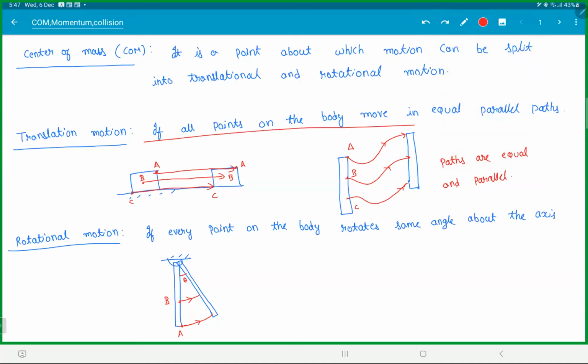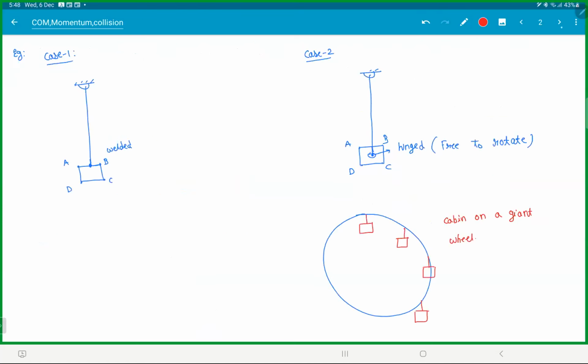This is how we define it. If all points on the body move in equal parallel paths, we say the body is in translation. You can even go in some random curve. The only condition is you should have equal and parallel paths. In rotation, you should cover the same angles. They need not travel the same distances, but the angle covered should be the same. So that's the definition: translation is equal parallel paths, rotation is same angles. Here we are taking an example. In case one, we have a block which is welded. In case two, it is hinged.